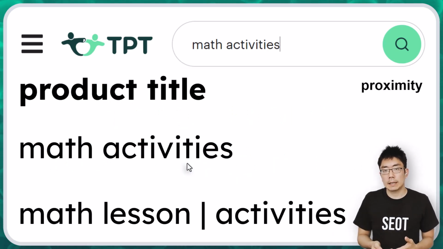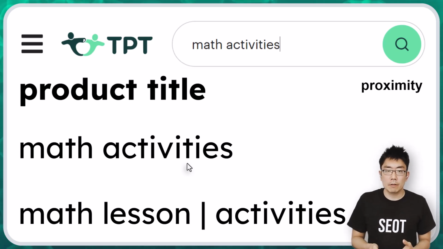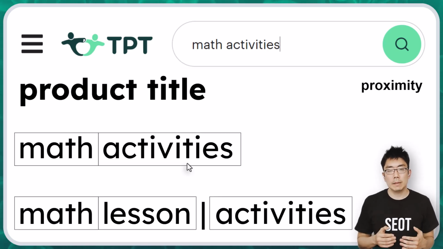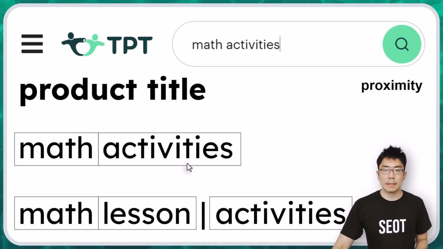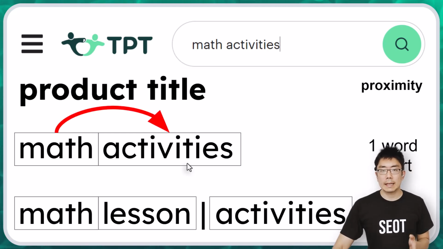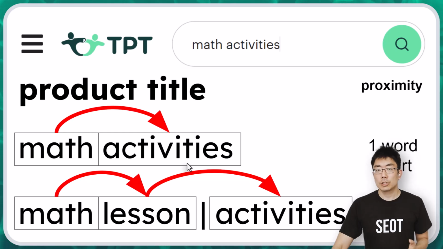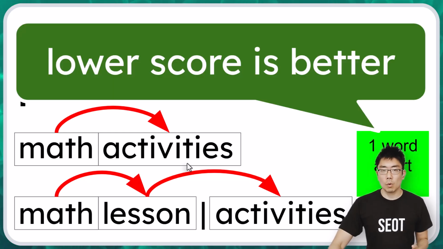One resource has the title math activities, and then another resource has the title math lesson/activities. The TPT search algorithm looks at words in your title. It doesn't care about punctuation. The punctuation and the spaces are not considered. In the first title, math activities, the words math and activities are 1 word apart. In the next title, math lesson activities, the words math and activities are 2 words apart. The TPT SEO algorithm looks at your proximity score and then it says the lower score is better.